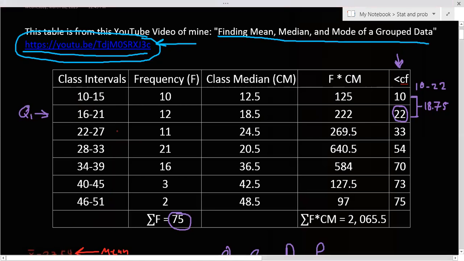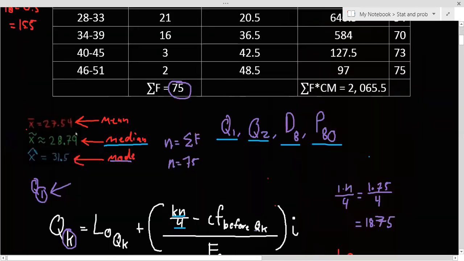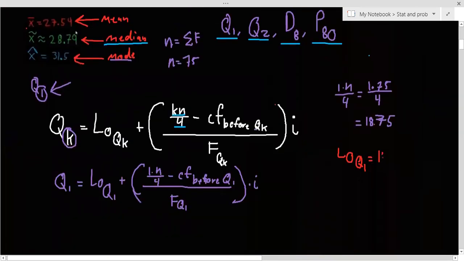So yun. Ngayon, once again, kunin natin yung lower class limit ng first quartile. So ito yun, di ba? 16. So lower class limit ng first quartile ay 16. Ngayon, ang gagawin natin is we will subtract 16 by 0.5. 16 minus 0.5, this is 15.5. So ito yung magiging sagot natin dito. 15.5. Di ba?